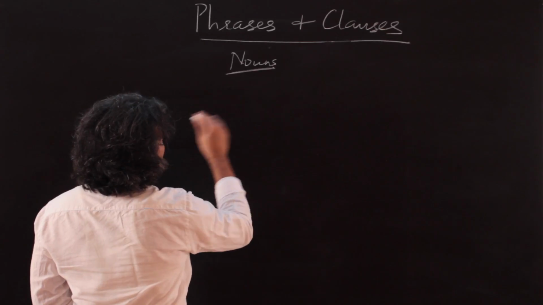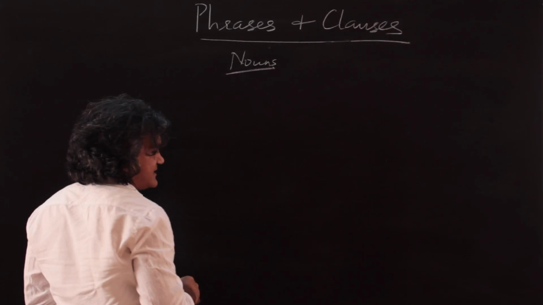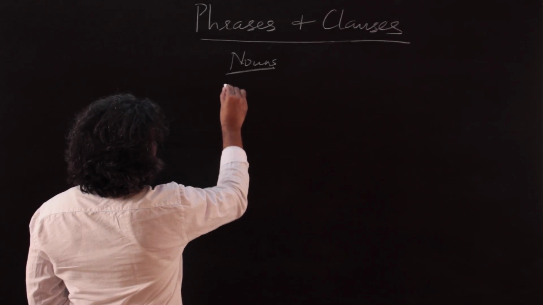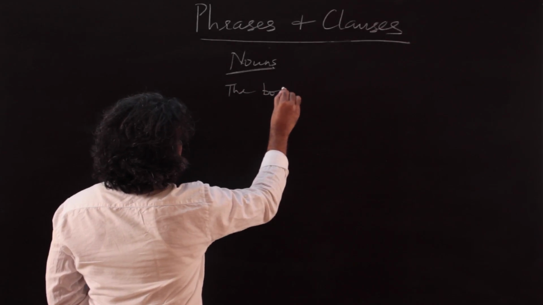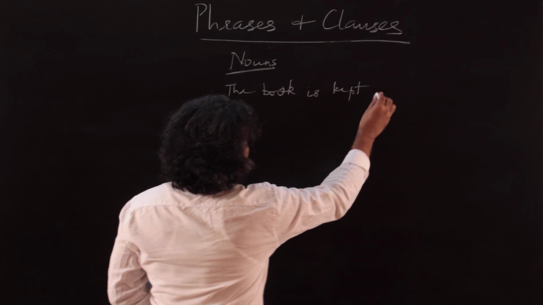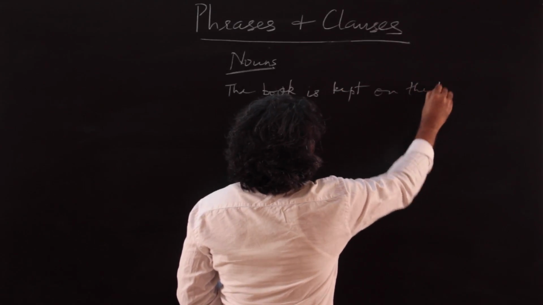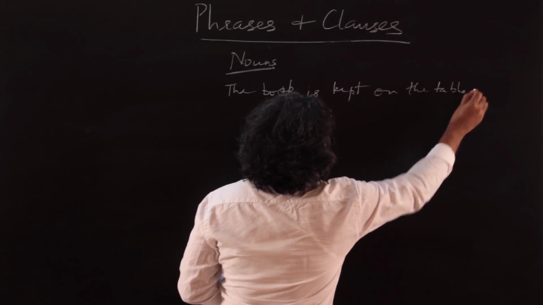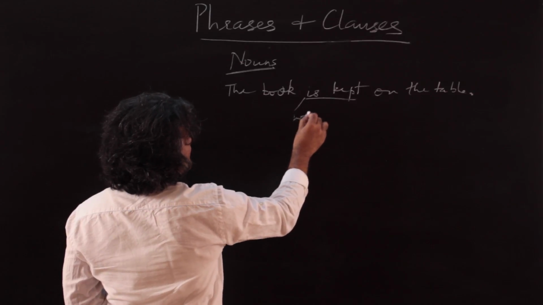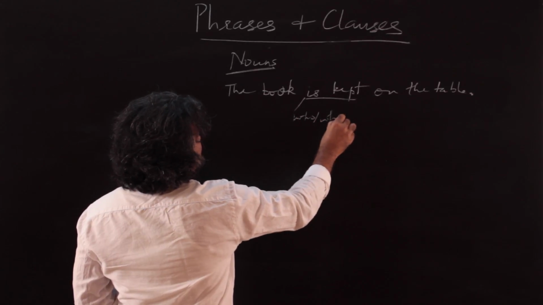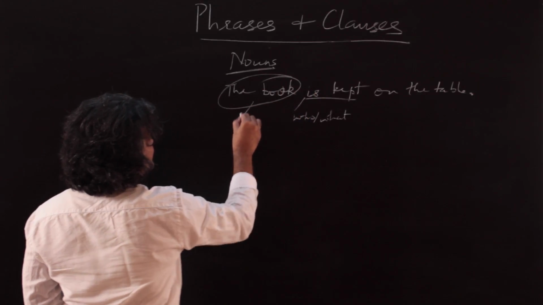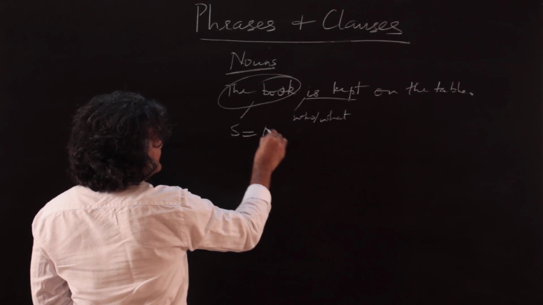And so let's say I have a subject. Suppose I say, the book is kept on the table. Okay, so what is kept? So remember how to figure out the subject. You ask the question who or what before a verb. So what is kept on the table? The book.